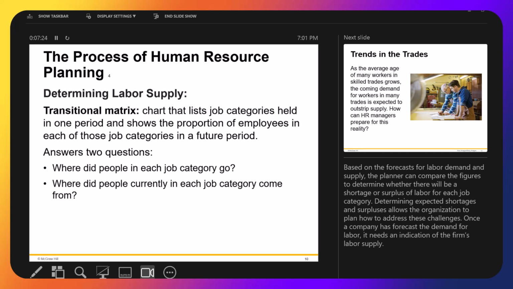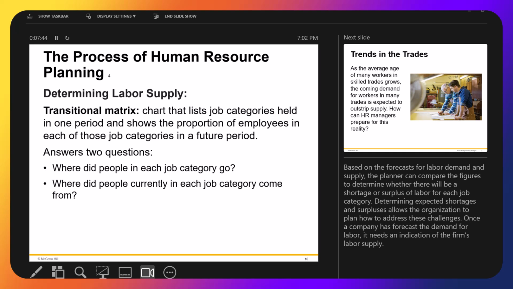Transitional matrix. This is a chart that lists job categories held in one period and shows the proportion of employees in each of those job categories in a future period. It answers two questions: where did people in each job category go? Where did people currently in each job category come from?